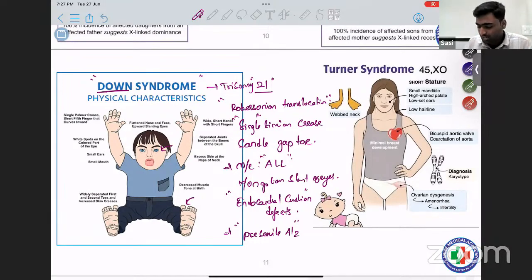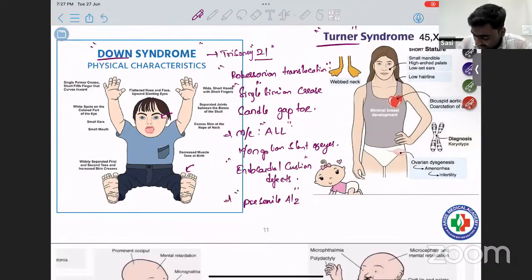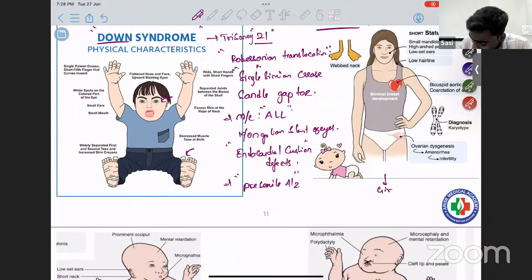Fine. Next one, we'll move on to the syndrome known as Turner syndrome. Okay. Turner syndrome. What is the chromosomal defect? It is 45XO. So remember, it is a girl, and it is a short girl. If she is a short girl, everyone tries to bully her. How will they bully her? They will call her O. Once she walks, everyone will call her O. So remember, it is 45XO.